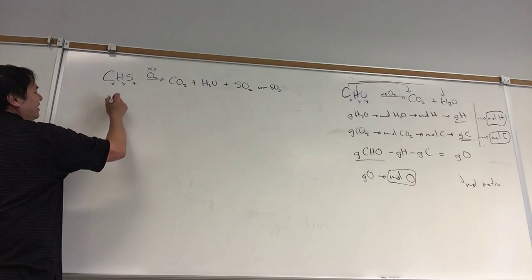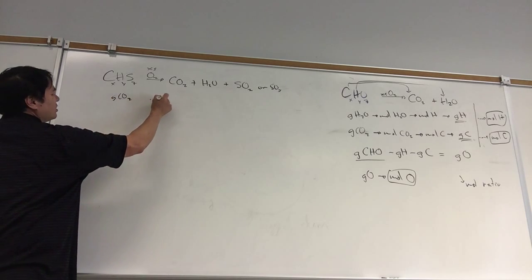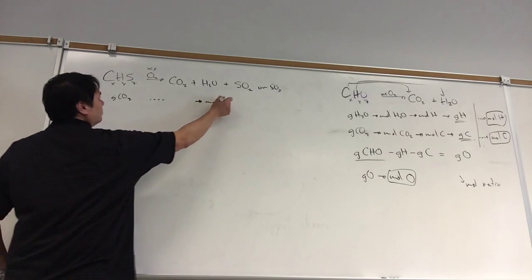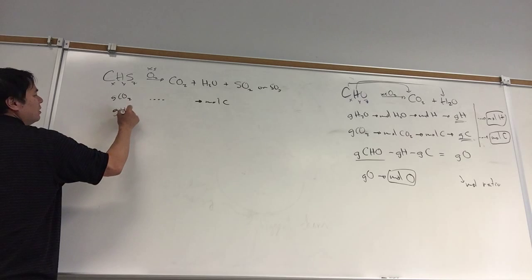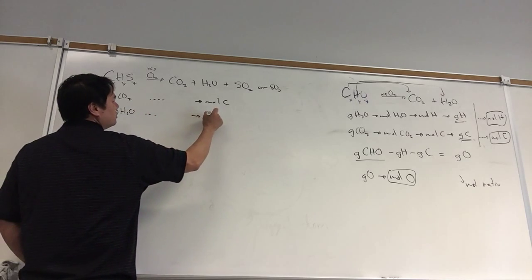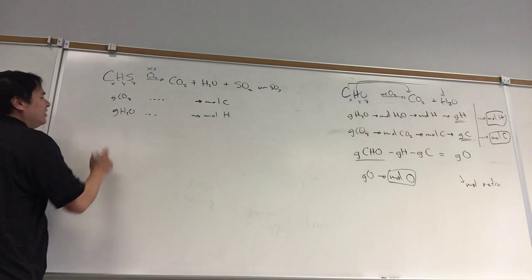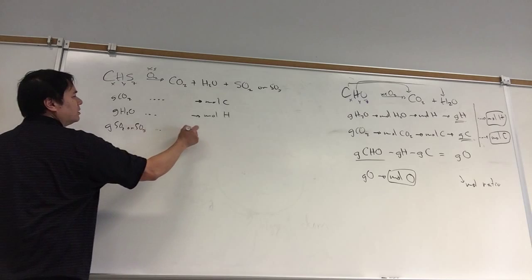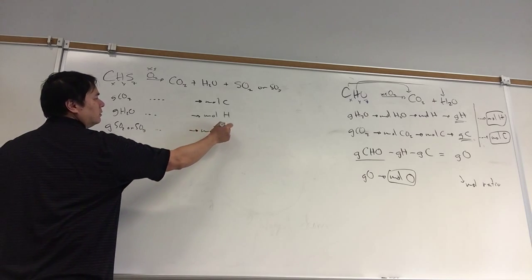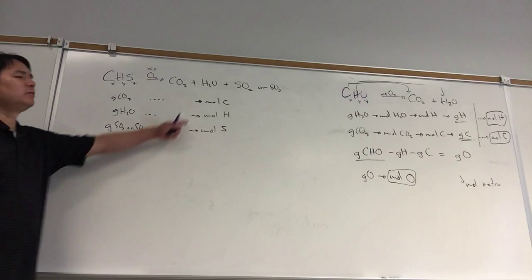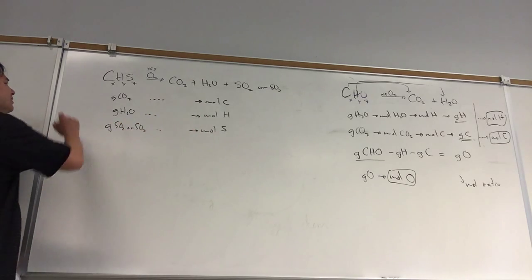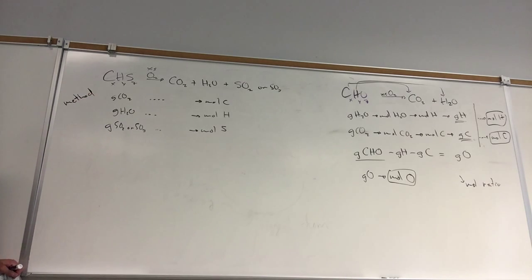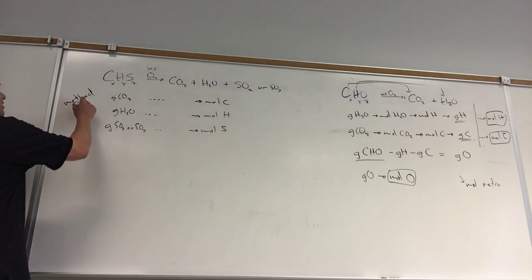method one would be grams of CO2 eventually to moles of C. And then grams of H2O eventually leads to moles of hydrogen. And then we are going to have grams of SO2 or SO3, depends. And this is going to lead to moles of sulfur. And then just get the mole ratio here. This is method one. We're going to have a trap that traps the oxide of the sulfur.